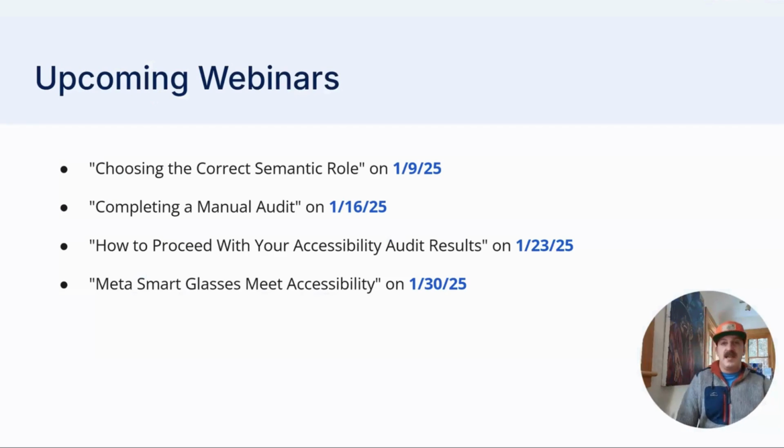All right, so we're going to take a break from the webinars. Like I said, we're breaking for Christmas break here, but we will be back on the 9th with choosing the correct semantic role. We will be completing a manual audit on 1/16, and on 1/23, how to proceed with your accessibility audit results. And then on the 30th of January, we're going to get into Meta Smart Glasses.